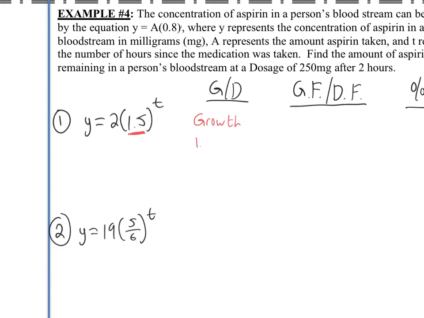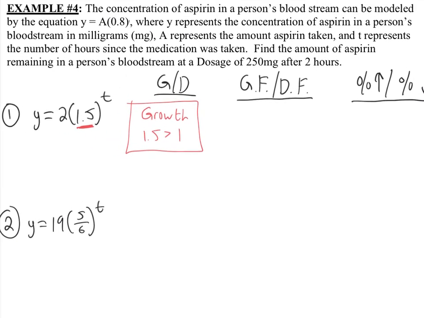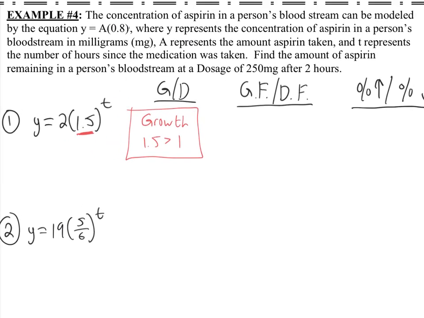And the reason why is 1.5 is greater than 1. All right, so what's the growth factor then? If it's growth, it's automatically going to be growth factor. Well, it's going to be whatever's in the parentheses, and whatever's in the parentheses is just 1.5. That's our growth factor.